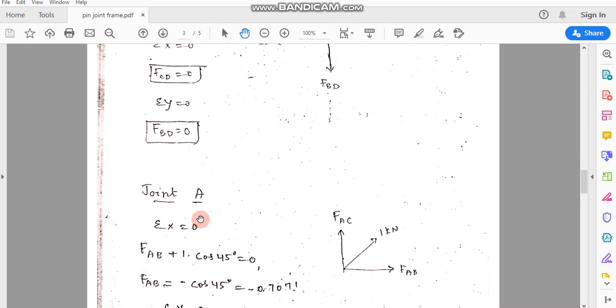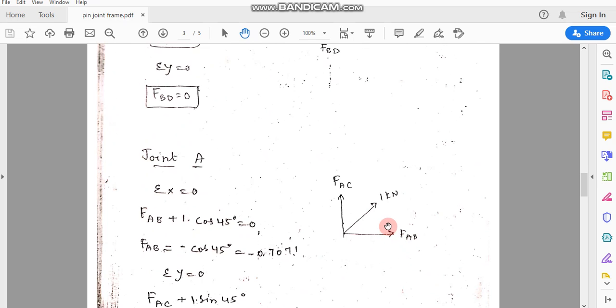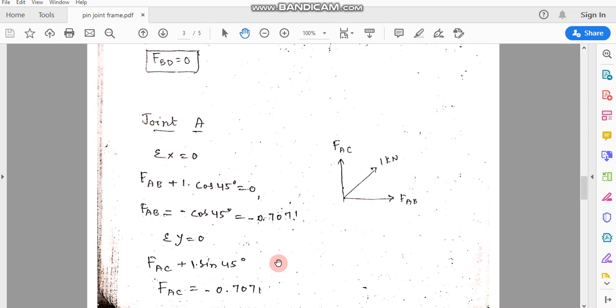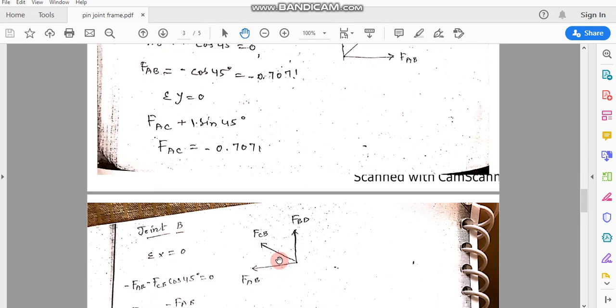Then finally we'll go for joint A. Again at joint A, we have force AB and force AC. All the forces are known to us. We'll go for 1 kilonewton. So what will happen? Force in AC will be 0.707.